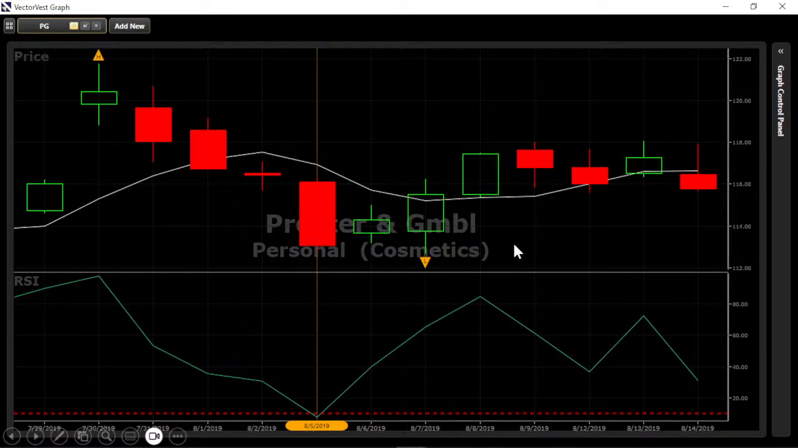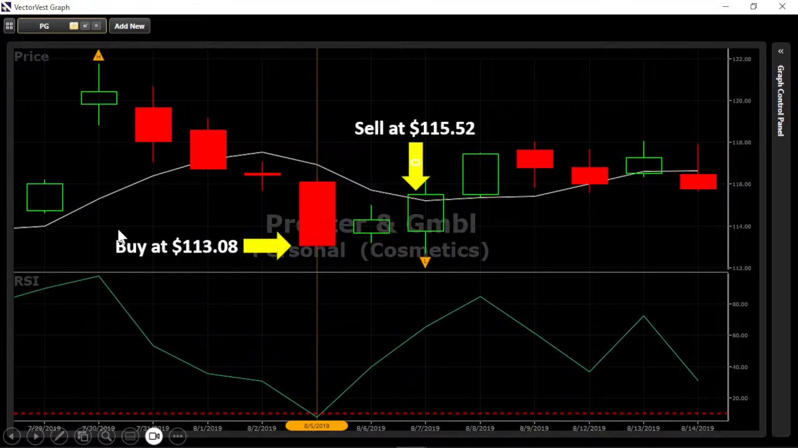The very next setup was on August 5th of 2019, right? The price of the stock is still above the 200-day moving average, but below the 5-day moving average and the 2-period RSI below 10. There wasn't a setup the day before or the day before that, even though price of the stock was below the 5-day simple moving average, because the 2-period RSI was not below 10. So on this setup, if we buy at 113.08, we sell 2 days later at 115.52, right?